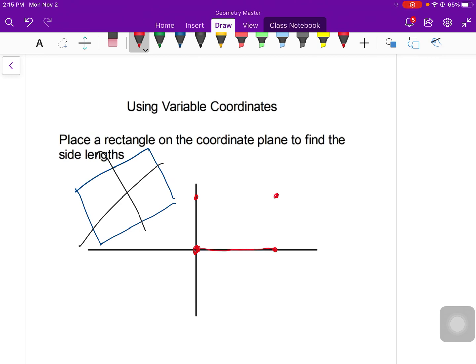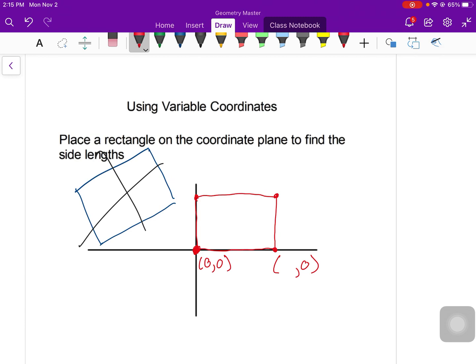The reason why this is going to be your best choice is because you're going to know information about 3 of these 4 points. I know that this point right down here is the point 0, 0. Okay, it's the origin. I know this point to the right. I went right some number x, and then I went up 0. Now, I need to put a variable there. That's what we mean by variable coordinates.